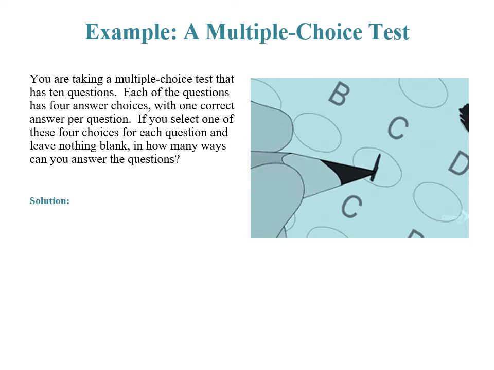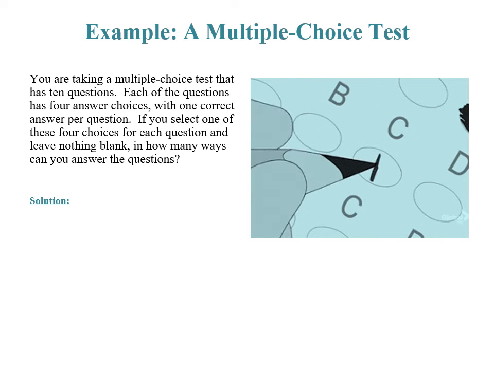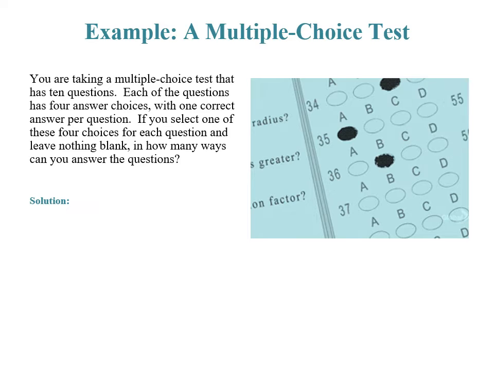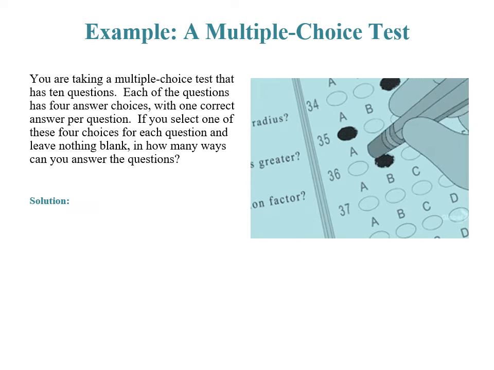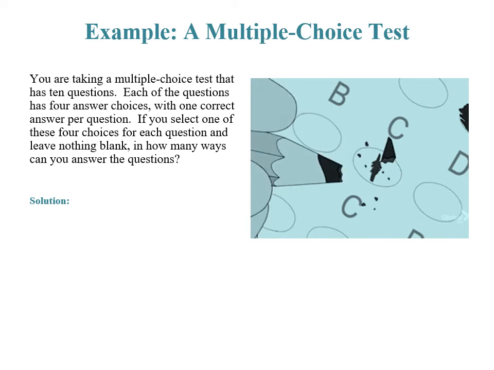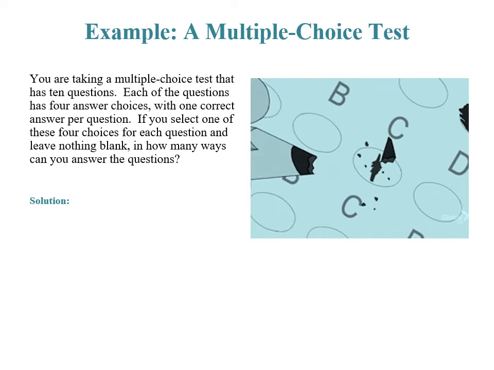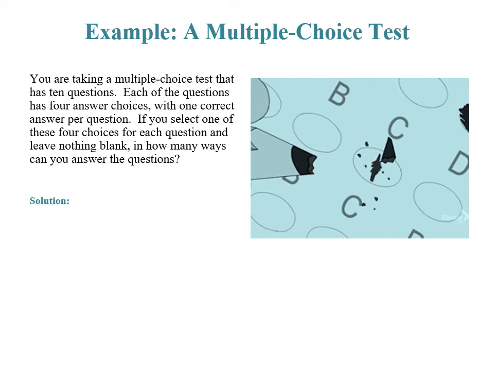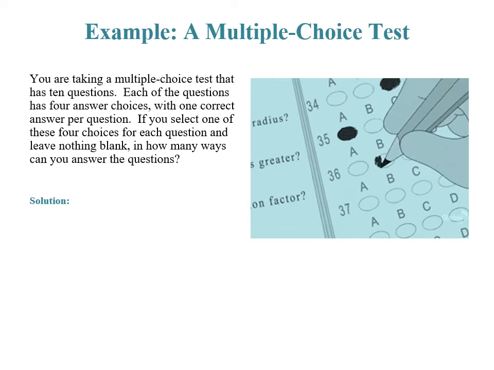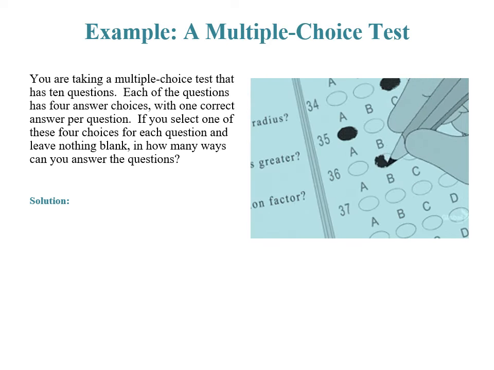You are taking a multiple choice test that has 10 questions, and each of the questions has 4 answers, with 1 correct answer per question. If you select one of the 4 choices for each question and leave nothing blank, in how many ways can you answer the questions? Notice we have 10 questions, and each question has 4 choices, A, B, C, D. In how many ways can you answer the questions?